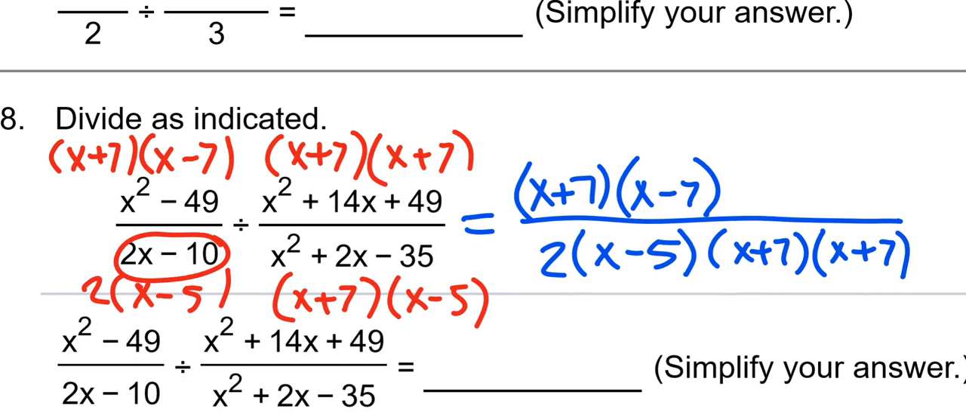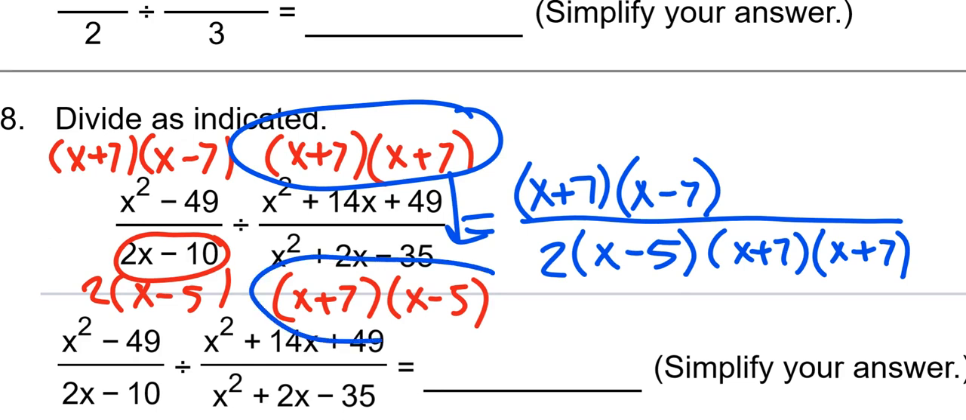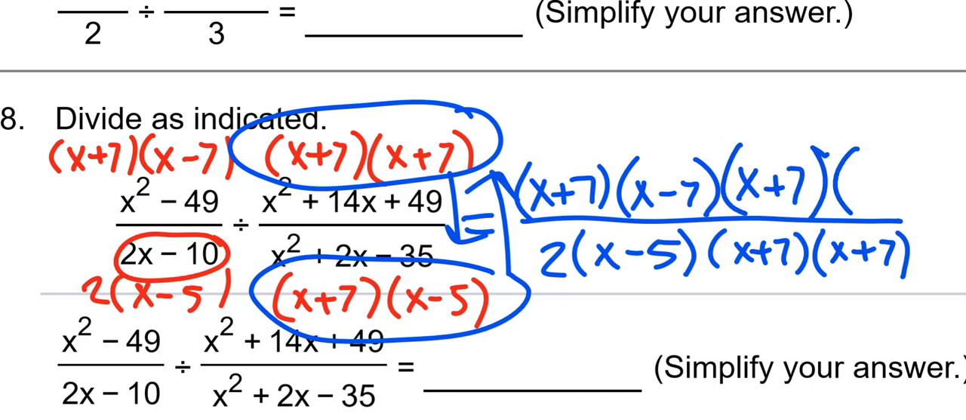Wait, why would it be down there? These two are coming down. Right? These two are going to come up, because it's the reciprocal of the second fraction, right? Oh, because you're dividing, so to get it, you have to multiply by the reciprocal. Right?